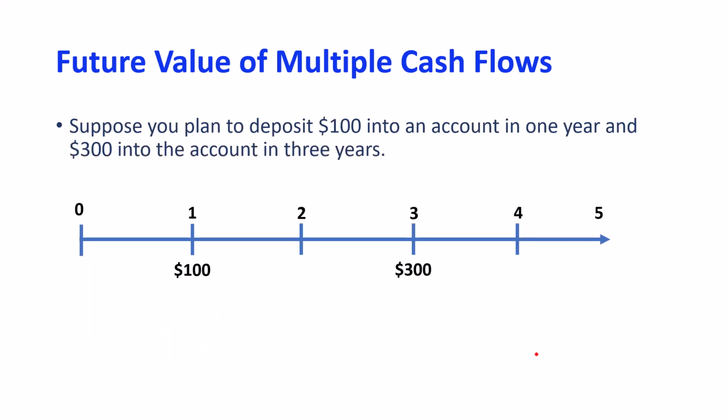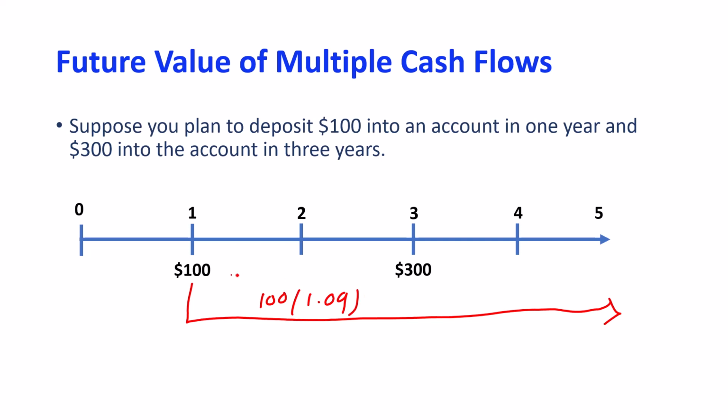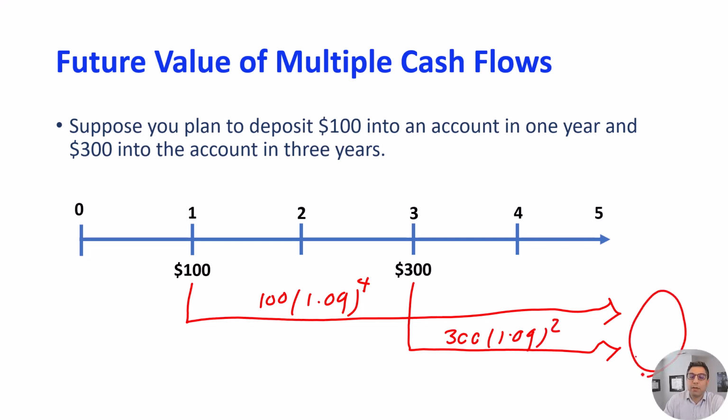Another example, suppose you plan to deposit $100 in an account in 1 year and $300 in the account in 3 years. How much will you have at the end of year 4 or in year 5? Again, you compound this. So this one is going to be compounded for 4 years, and this one will be compounded for 2 years. And then you add the future values.